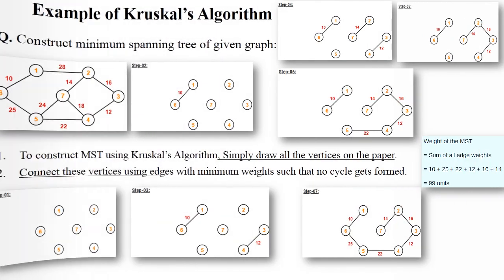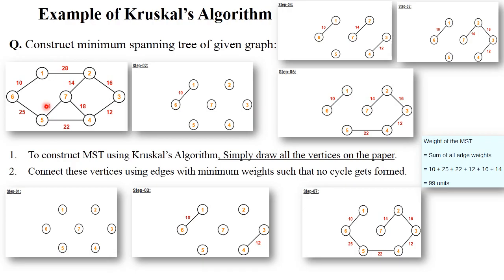Next, see here. Suppose this is your given graph. Okay, in this example, this is your given graph. Step 1. The first step is simply to draw all the vertices on paper. See, this is your step 1. As per your given graph, you should draw all the vertices on the paper, right? Next, you can connect all the vertices by using their minimum weight, okay? But if a cycle will be formed, then reject that particular path. I will explain this. So this is your first step, draw all the vertices.